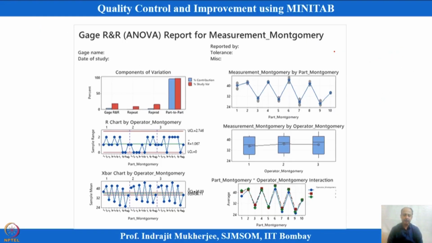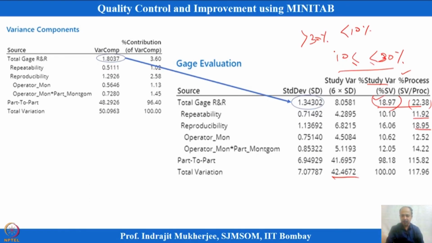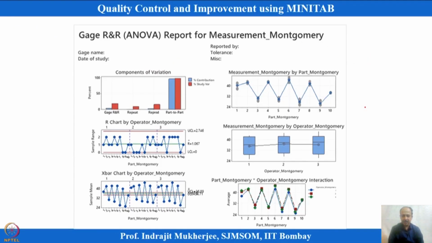And when you do this gauge R&R study, what we will see is that whatever we have calculated, percentage study variation and process variation, will be represented over here: components of variability, percentage contribution and percentage study variation. These are the measures that are given. Part to part is expected to be very high, and then we will get the gauge R&R contribution for these study variations, and percentage contribution will also be reflected over here. Similarly, repeatability and reproducibility will be graphically represented.